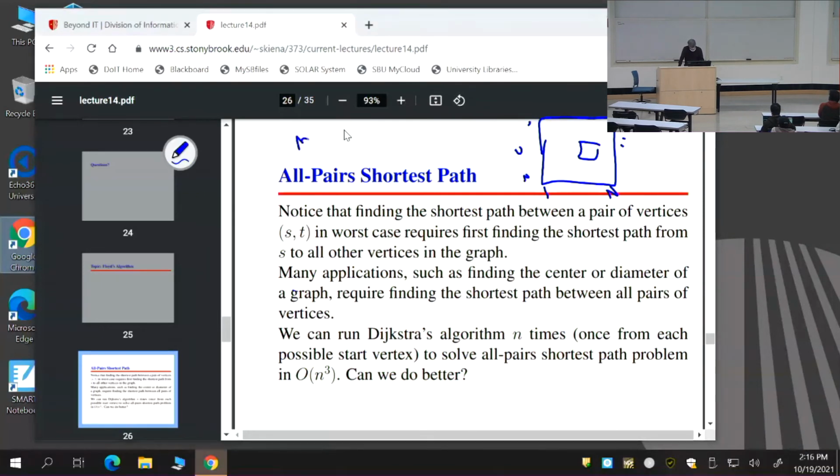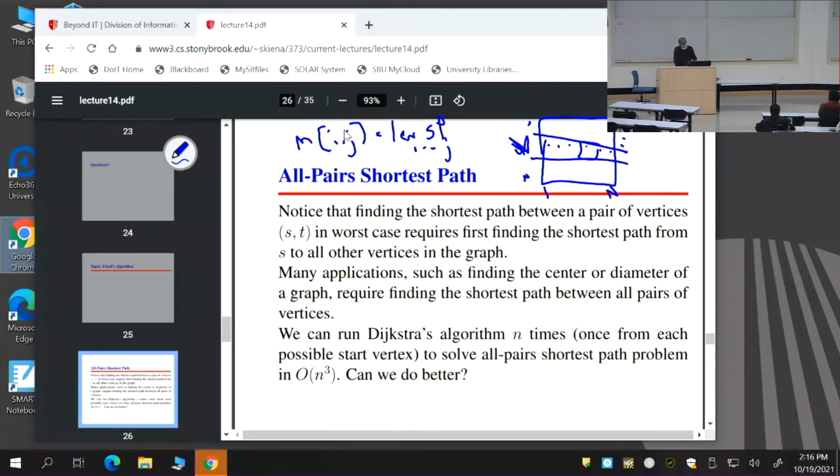Such that M sub IJ is the length of the shortest path from I to J. Okay? If we wanted to know for a particular vertex V what was the length of the shortest path to every other vertex in the graph, we would simply run Dijkstra's algorithm, right? And Dijkstra's algorithm will tell us the length from V to every other vertex in the graph.